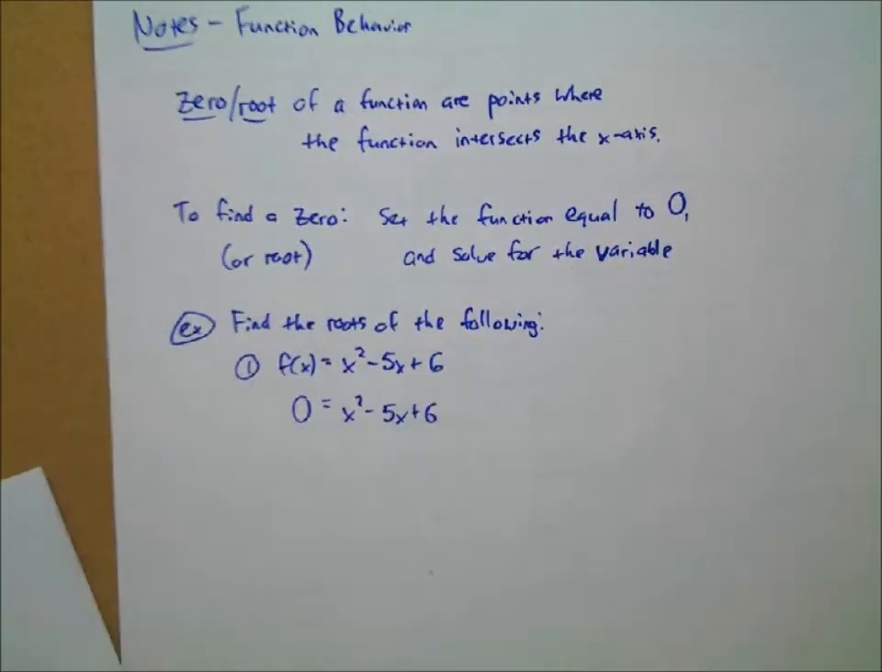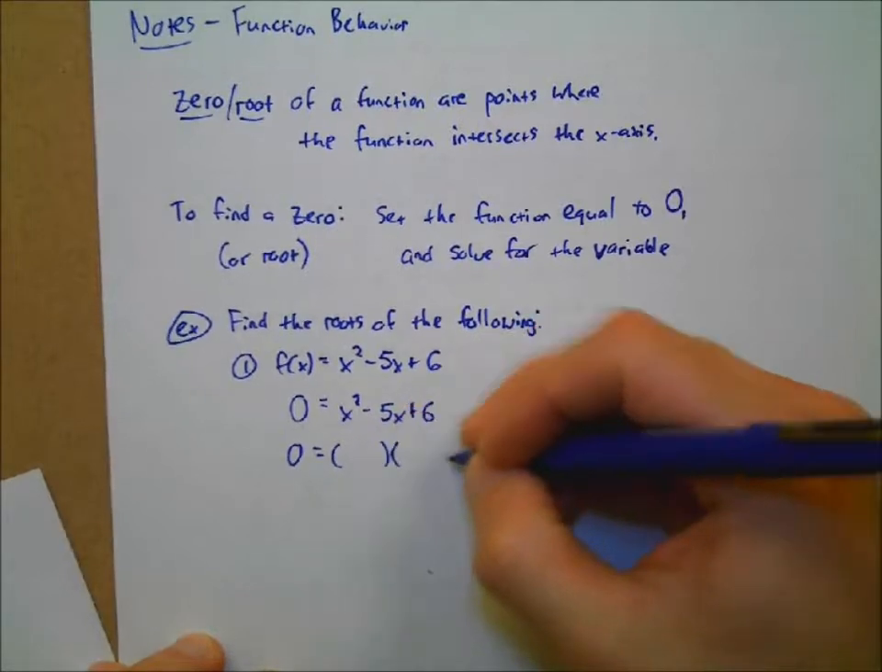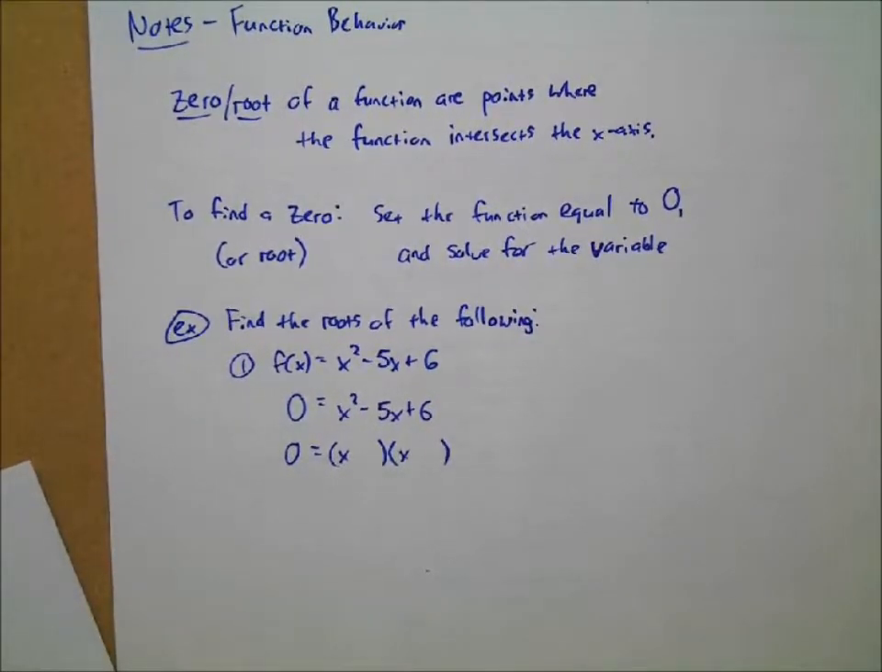At this point, how do we solve this equation? What do we have to do? Factor, that's right. Since it's quadratic, if it does factor, it's going to have 2 and 3, positive 2, positive 3, or negative 2, negative 3? Or 1 and negative 6? No. Negative 2, negative 3.